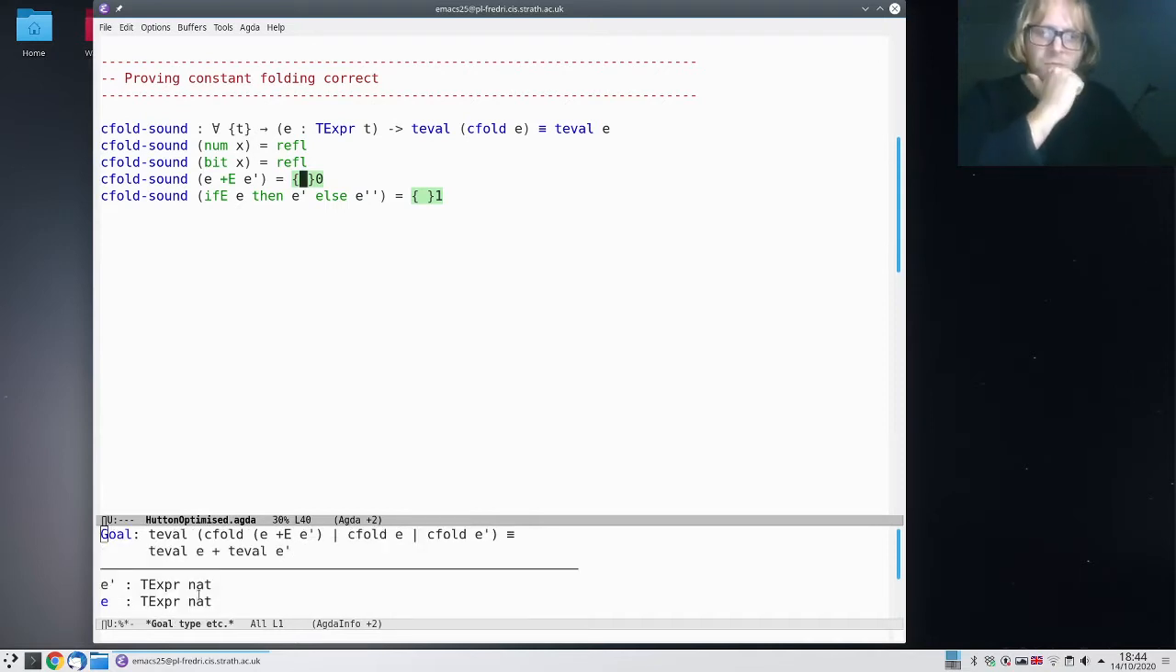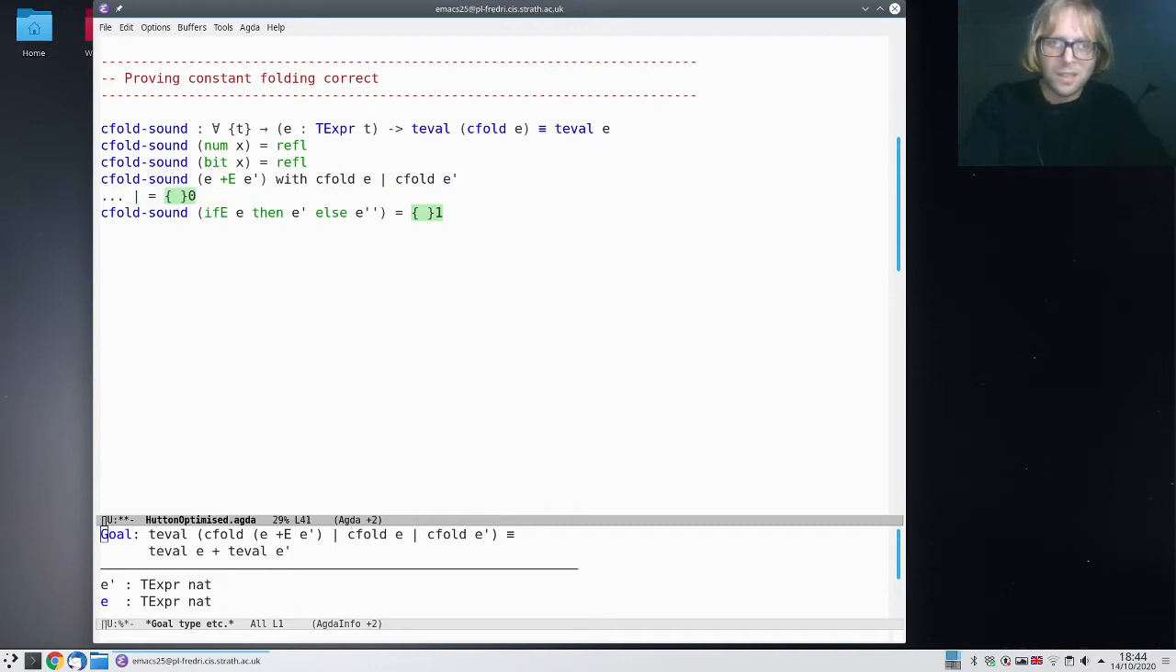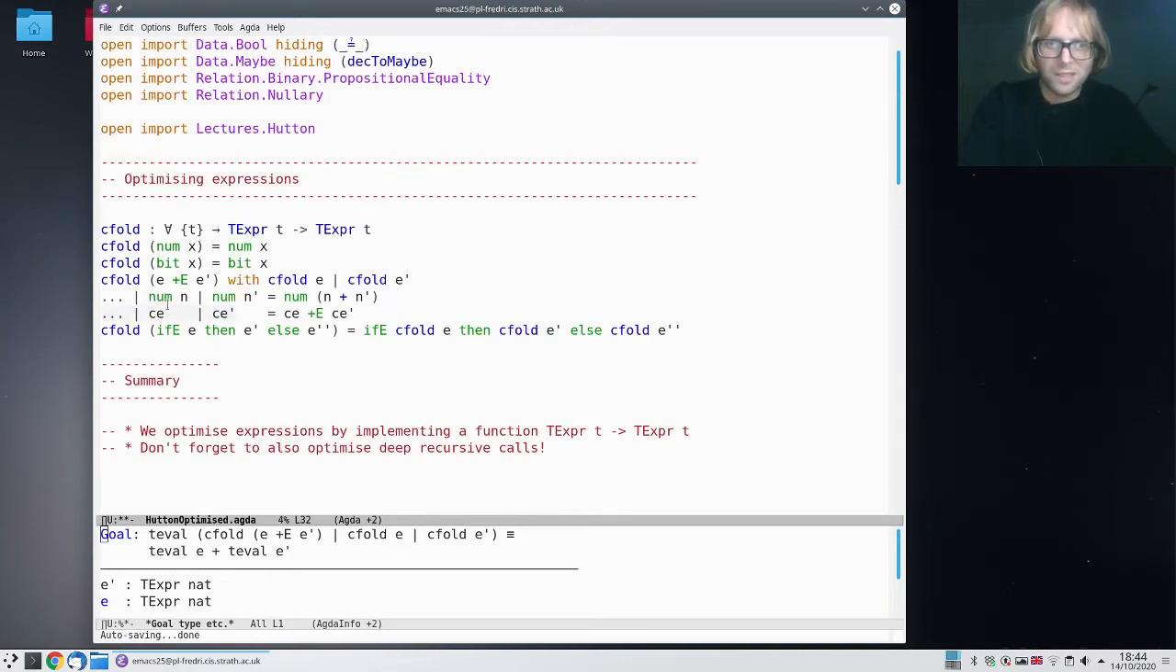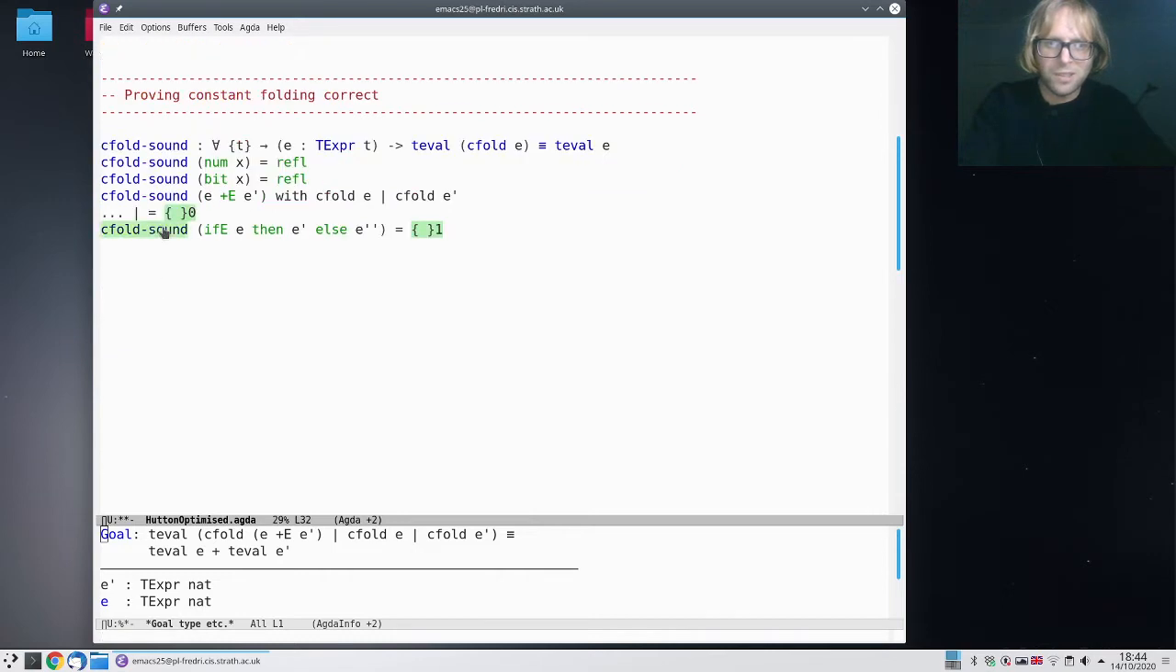So here we see in the goal that we did a with on these two things. So that's why this left hand side hasn't unfolded yet. We have to do the same kind of with in order to make progress here. So I'm going to say with c-fold e or c-fold e prime. Okay, and then I remember that the cases I cared about here was when they were both numbers or something else. So both numbers, then we have to prove something, and if they are something else, then we have to prove something.